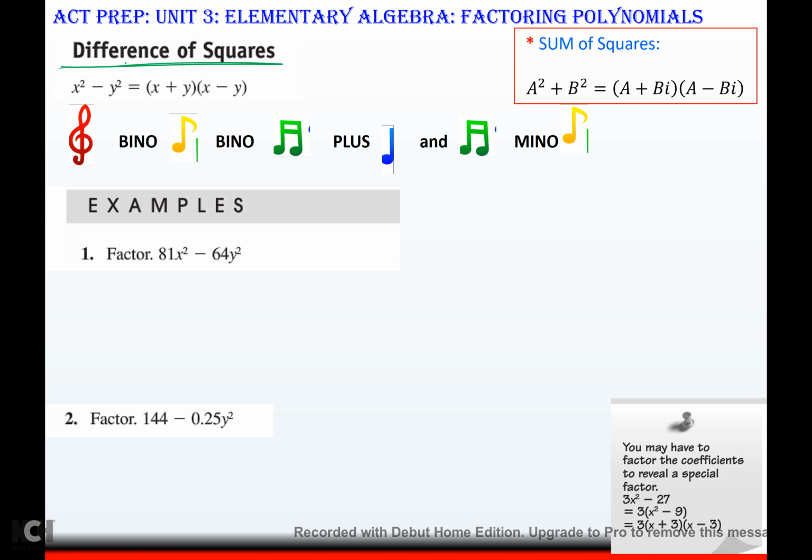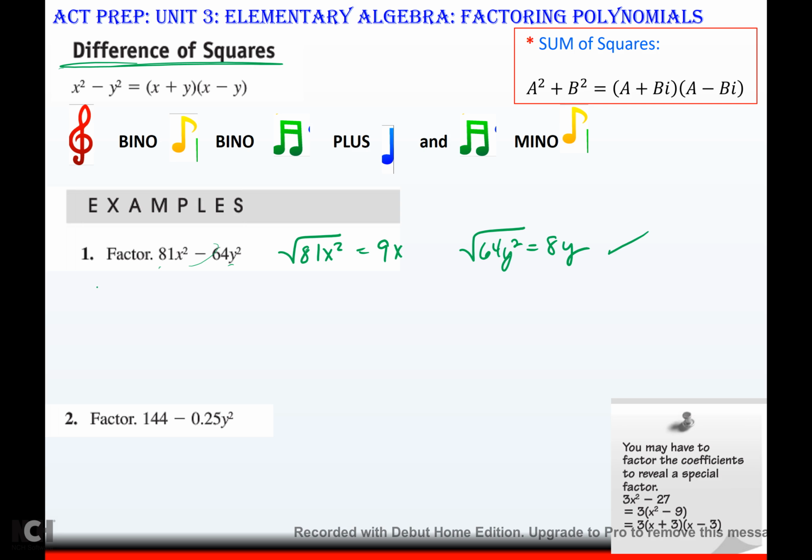Okay, so difference of squares. First of all, you've got to check and make sure that you have a difference of squares. My first clue is that there are only two terms and there's a minus sign. To make sure they're perfect, try the square root and make sure you don't get a decimal. The square root of 81x squared is 9x. So that's perfect. The square root of 64y squared is 8y. So they are perfect. Check.